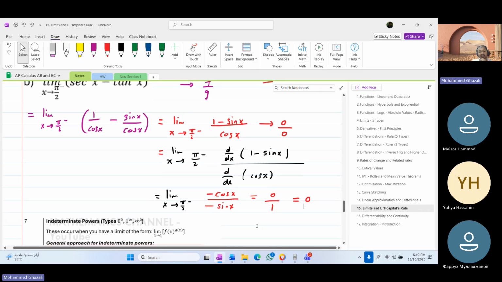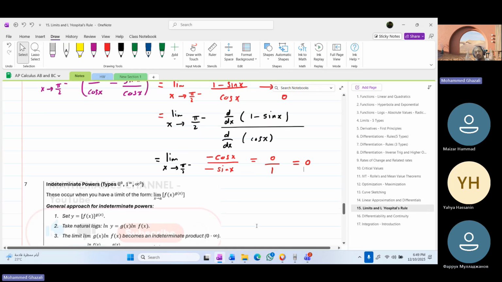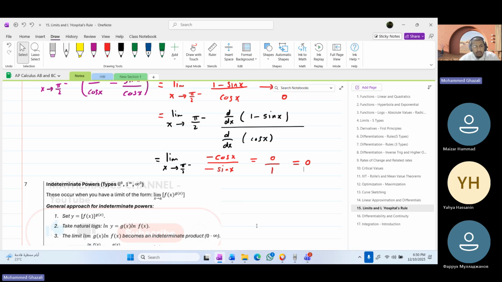All right, great. Guys, now we come to the last part, indeterminate powers. So all of these are forms of L'Hopital's rule. Look at this.